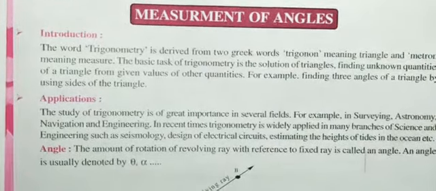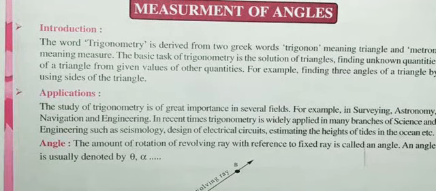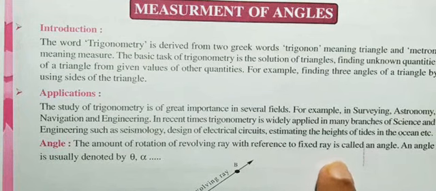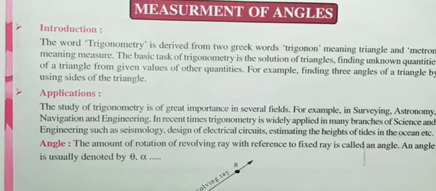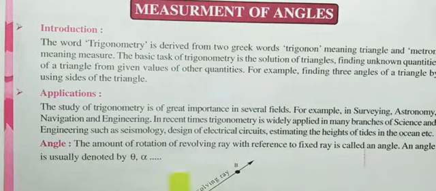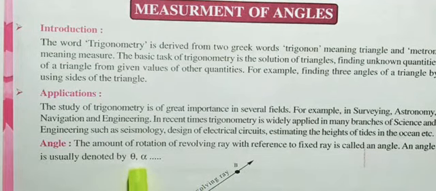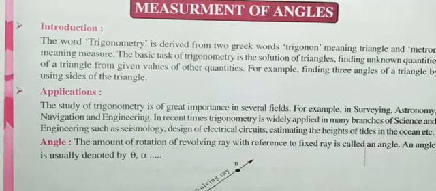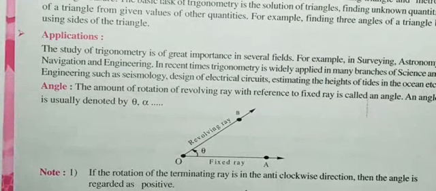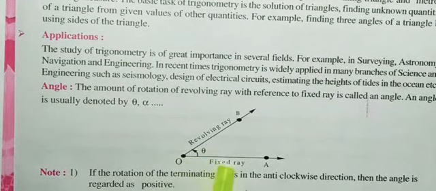What is an angle? The definition of angle is given here: the amount of rotation of a revolving ray with reference to a fixed ray is called an angle. An angle is usually denoted by theta or alpha. So if we can see, this is the sign of the revolving ray, and this is the fixed ray.